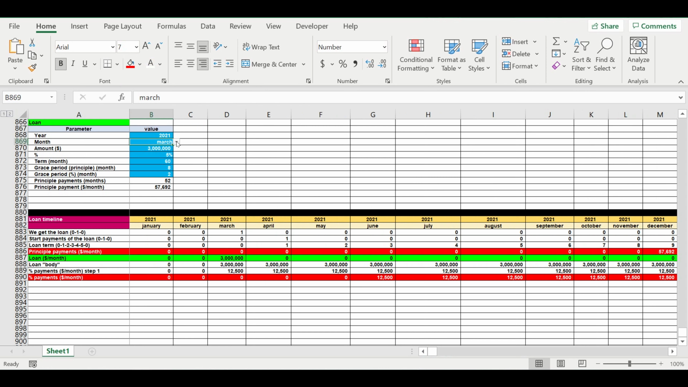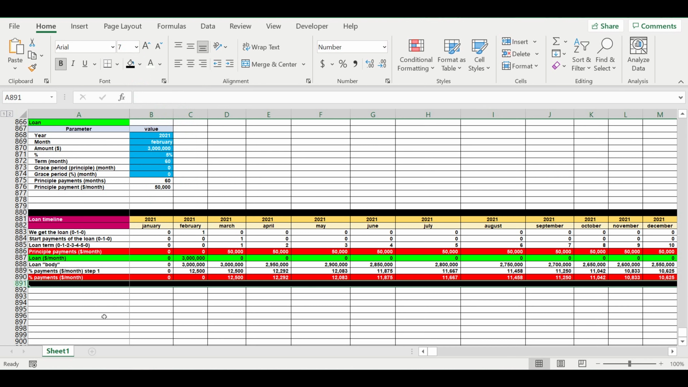So for example, if we want to displace the loan in February, we can see how our payments displaced to the left and to the right inside timeline. For example, if we have no grace periods, we will see how we start payment for principal and interest right after the moment when we get the loan.